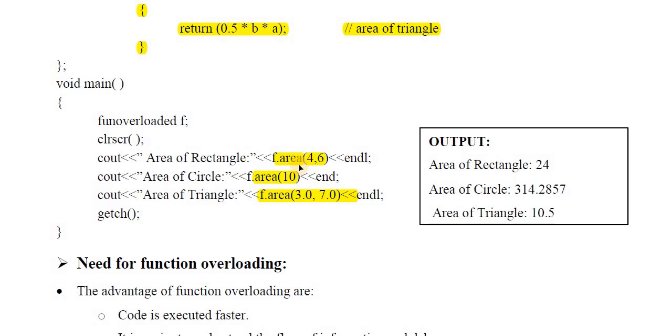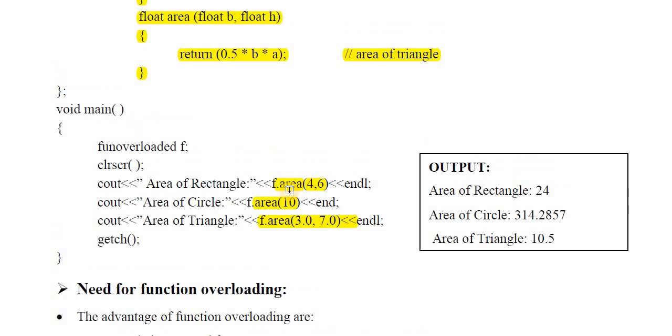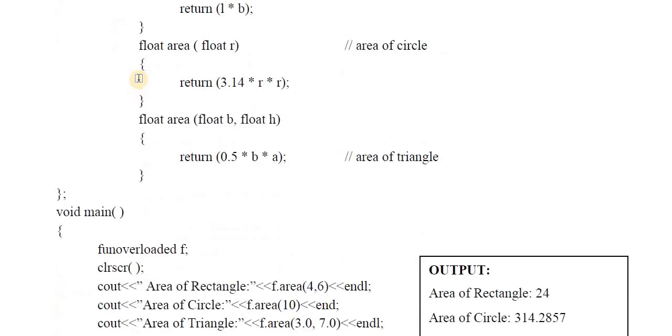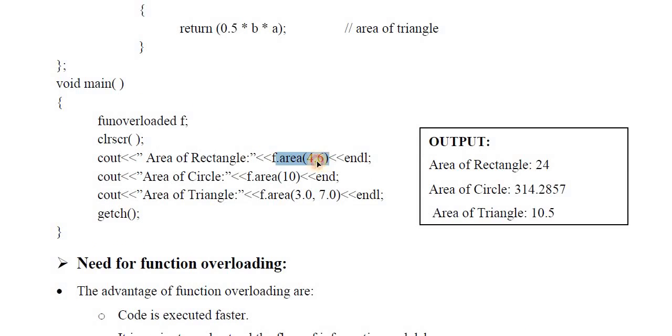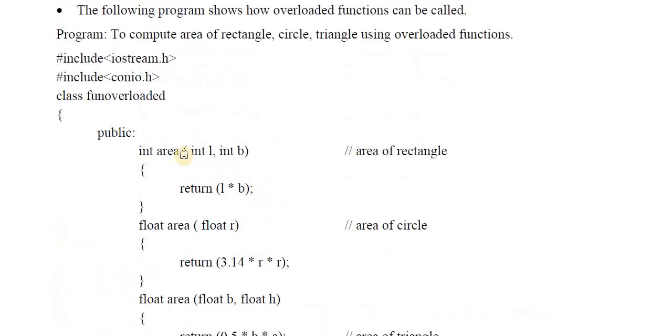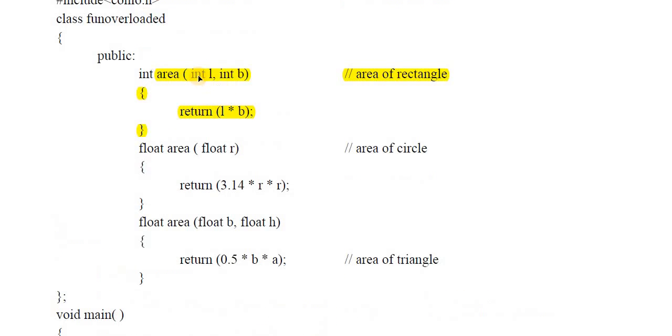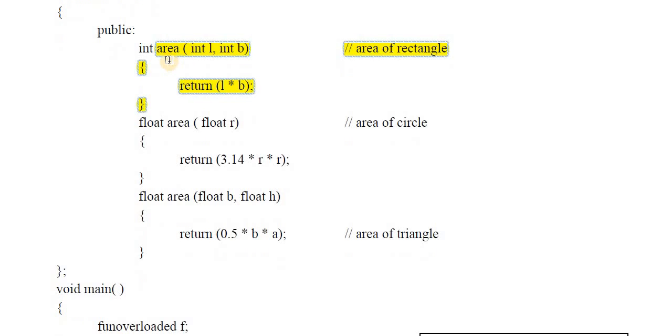So in the first function, area 4, 6 means, which function will it call? It will call this first function. So area 4, 6 means automatically the computer will go to the first function. Why? Because 4, 6 means both are integer. So here parameters int, both integer. So it will match, so it will use this first function. Depending upon the value, the computer will select the proper function body.